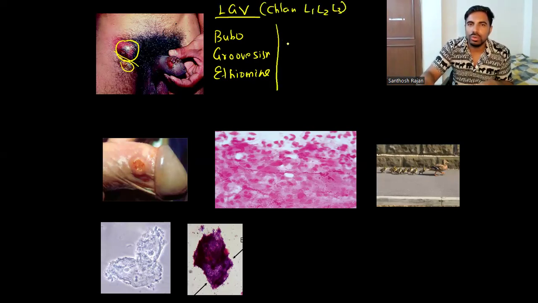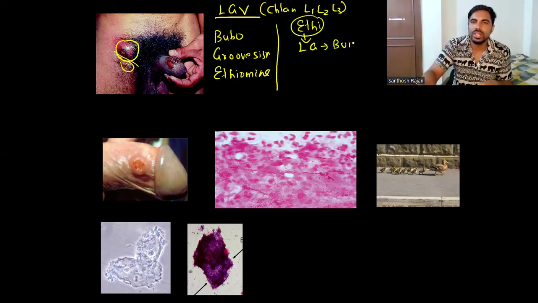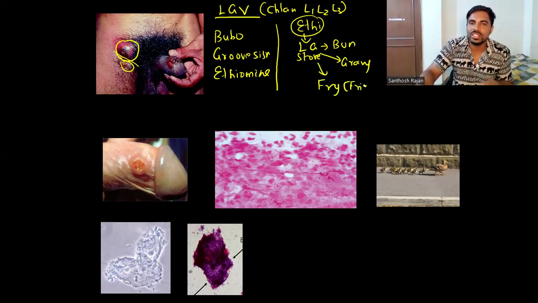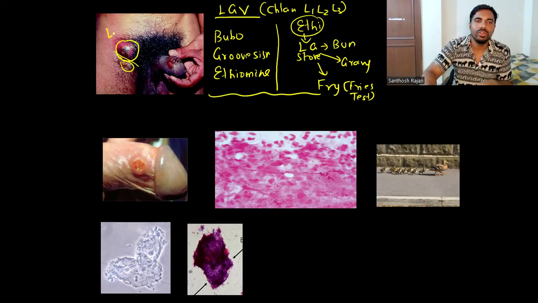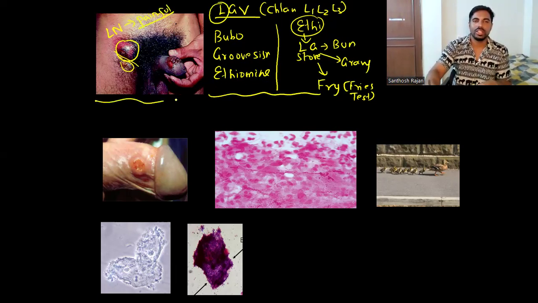I always told you how to remember this. This girl Eti, she loves LG products. From LG she makes an LG stove. On the LG stove she makes bun, bubo. Then she makes gravy, groove sign. And then she also makes fry, Frei's test, a type 4 hypersensitivity reaction, if you remember. So these all are characteristic of lymphogranuloma venereum. How easy and how beautiful, so you never make a mistake. Here only the lymph node is painful, but the ulcer is not painful. That is another trick to remember.